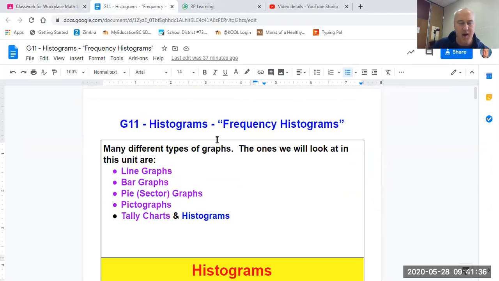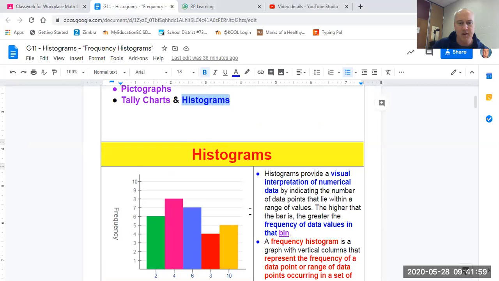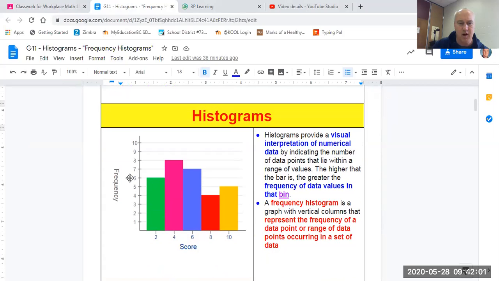As we discussed before, we have talked about line graphs, bar graphs, pie graphs, and pictographs. And in the last couple of lessons, we talked about tally charts and how those can turn into histograms. So today we're going to be talking specifically about a particular type of histogram known as a frequency histogram.